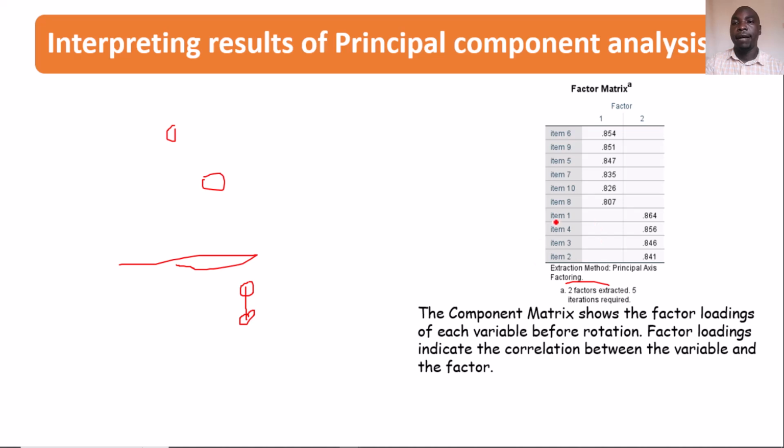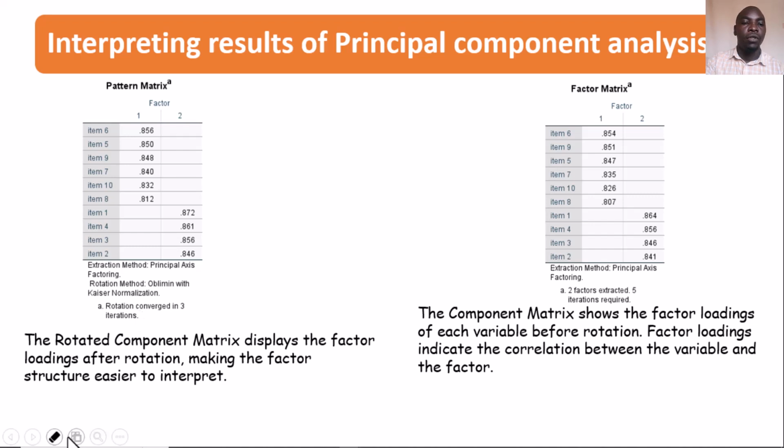Here we have a factor matrix that shows factor loadings of each variable before rotation. Factor loadings indicate the correlation between the variable and the factor that has been extracted. But SPSS also provides you with a pattern matrix after the rotation. You have used Oblimin with the Kaiser normalization. This rotated component matrix displayed the factor loadings after rotation, making the factor structure easier to interpret.